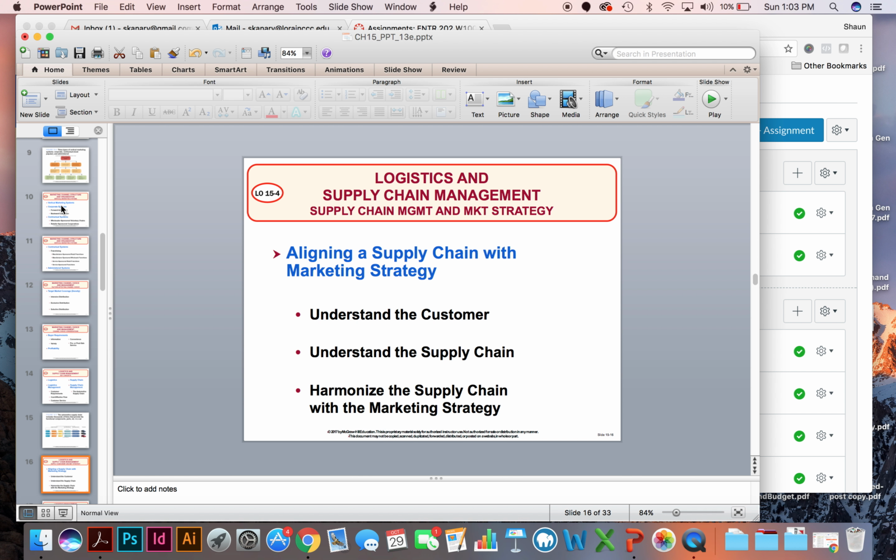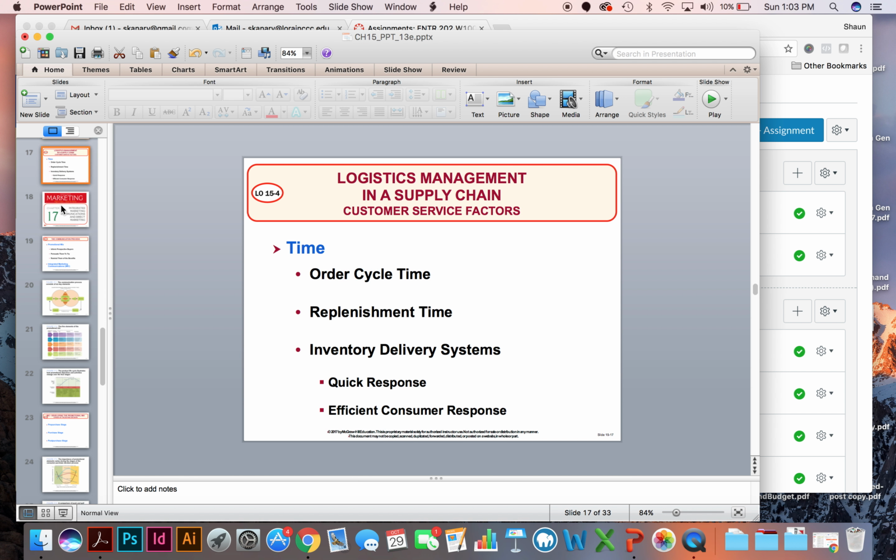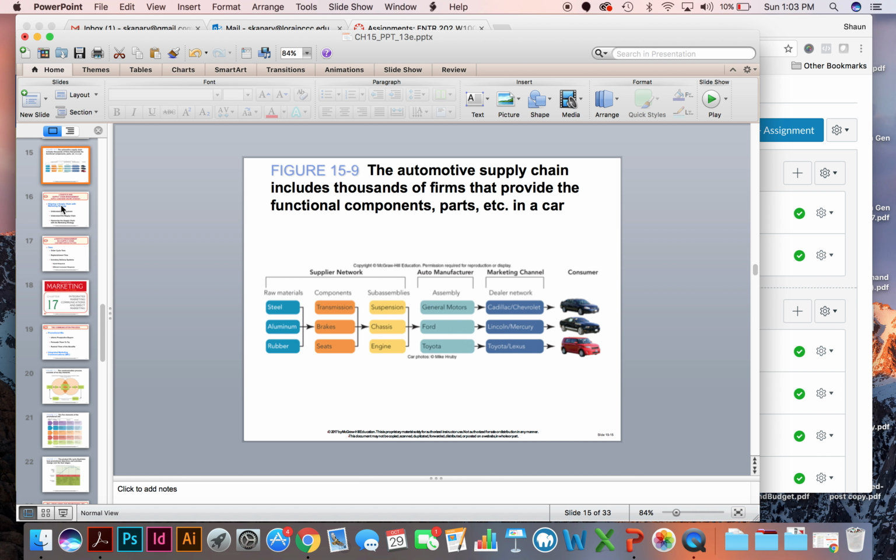So it's important to align a supply chain with your marketing strategy. You have to understand the consumer, you have to understand the supply chain, and you have to make both of them work together. We can see in that last slide that it's quite an extensive process. And if they don't all work together, you could cost your company millions and millions of dollars. And in an industry like auto manufacturing, there isn't much margin to begin with. So you need to keep that in mind.